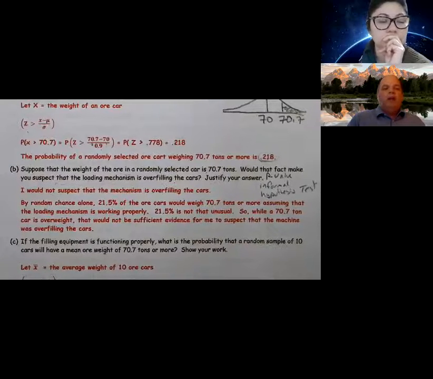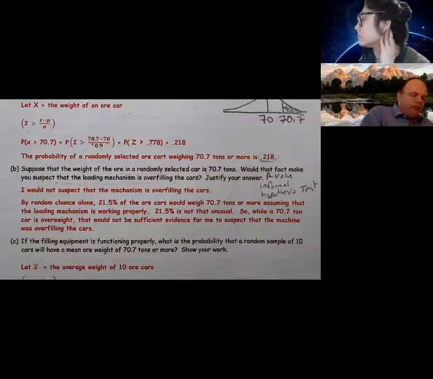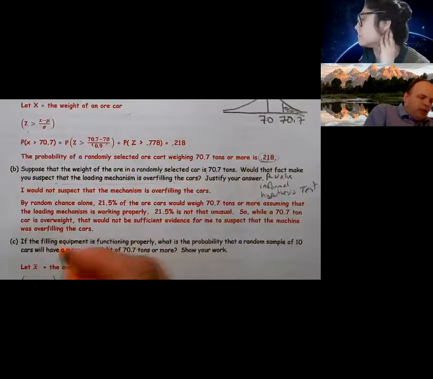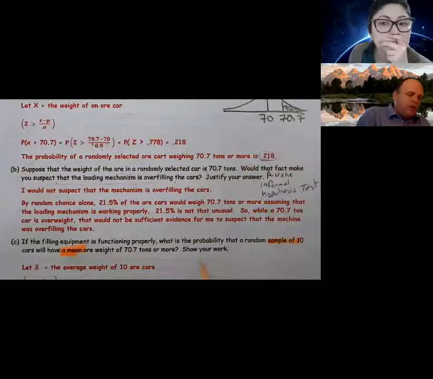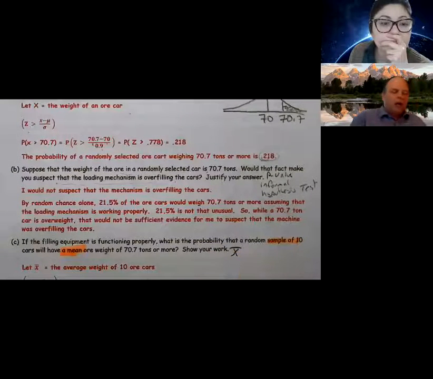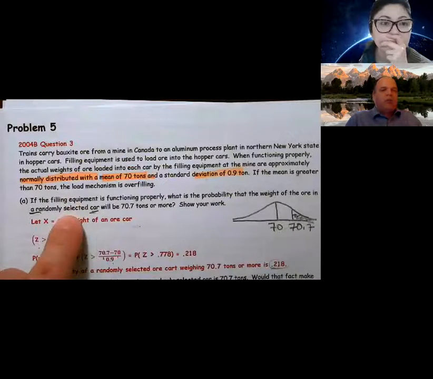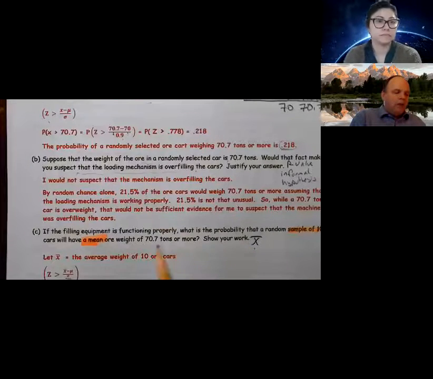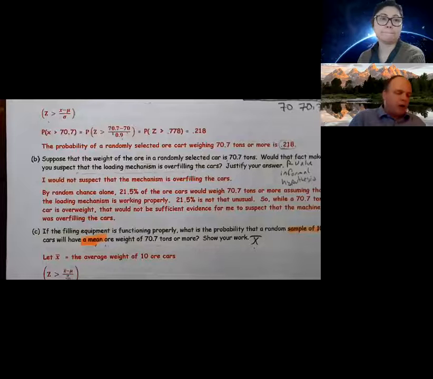If the filling equipment is functioning properly, what's the probability that a random sample of 10 cars would have a mean ore weight of 70.7? Now this is a really key thing. We have a sample of 10 and we're looking for a mean. So in this case, we're looking for the X bar. And that's the distinction between the X bar and the X, where here we had a randomly selected singular car, and here we have 10 cars with a mean weight. And since we're looking for a mean, that makes it an X bar. So let X bar equal the average weight of 10 ore cars.